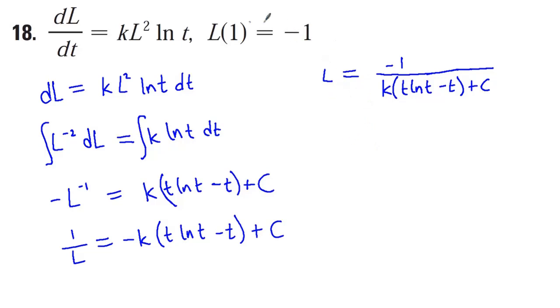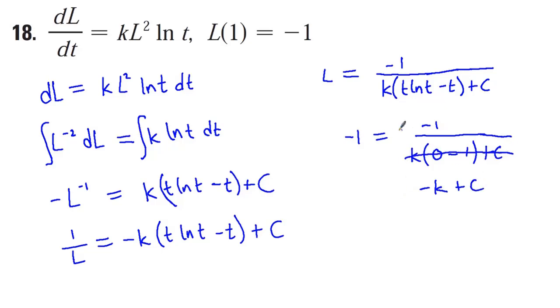Anyway, we're going to go ahead and plug in 1 for t and -1 for L. And when we do that, we will get -1 equals -1 over k. And now when I plug 1 in for t, I'm going to get 1 times the natural log of 1. Hey, that's 0, right? Natural log of 1. Minus 1, and then plus c. So I'm going to solve for c. And this is -k, right? Plus c. That's what my denominator is. Let me just kind of replace that. And so I have -1 equals -1 over -k plus c.